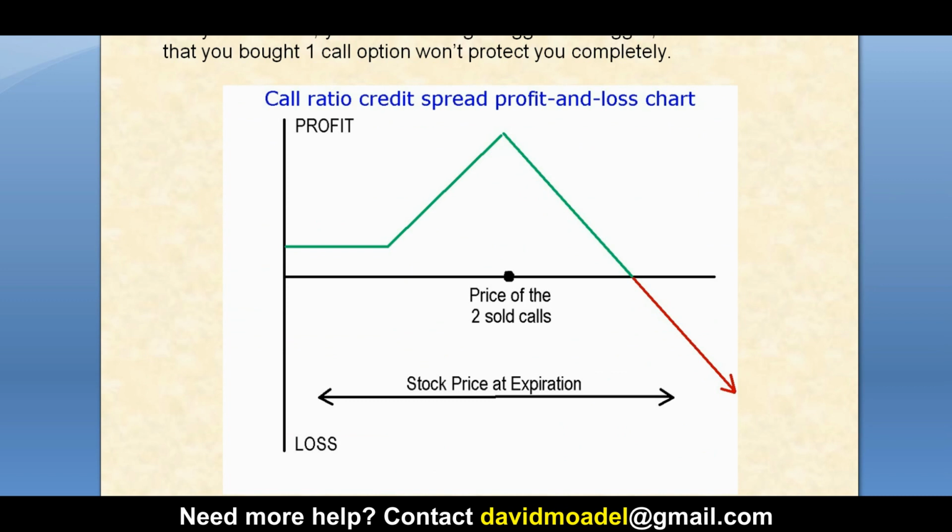This is a profit and loss chart for a call ratio credit spread. Your profits are up here, your losses are here, and your break even is here in the middle. Let's say here's the stock price. When the stock price gets higher and higher, sure, you collected a credit, and you could do pretty well here, especially if the stock price doesn't go above the short strike, the price of the 2 calls that you sold.